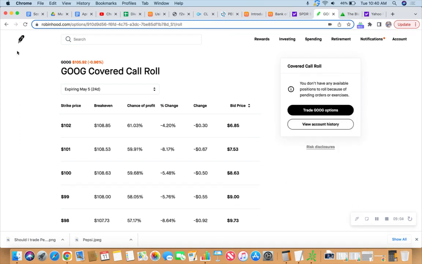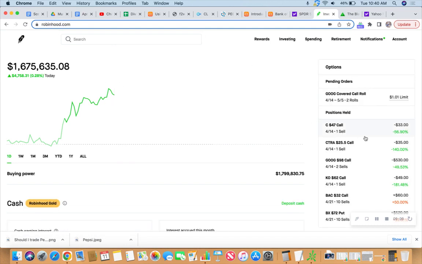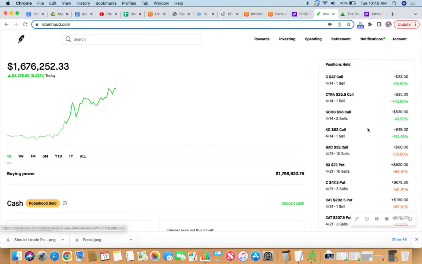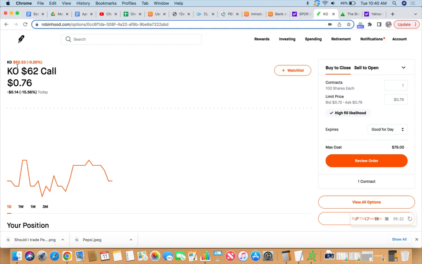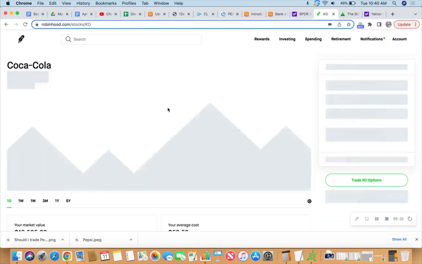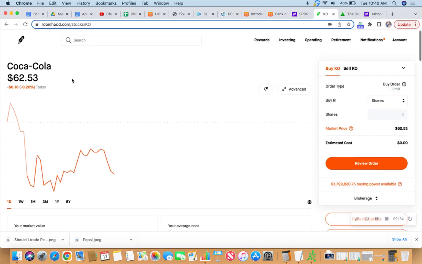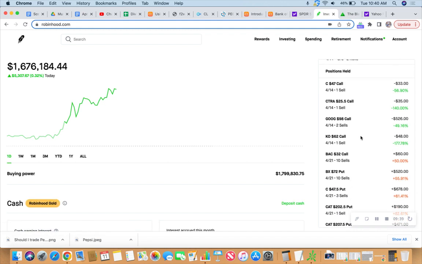We're going to leave it on the board at the moment and go back to the main board and see where we're at. So we're leaving this Citigroup call, leaving the Coterra Energy call, trying to roll the Google out and up. We're leaving the Coca-Cola on the table, and that is currently at 62.53. That'll be called away on Friday if it continues to be, of course, over the strike price. But we're at a 59.58 on our cost basis, and we've collected dividends. So we're fine. We'll take the profit. We like to take the profit.